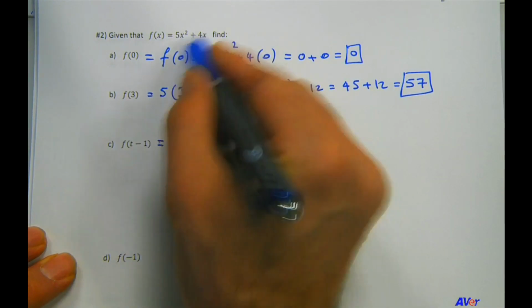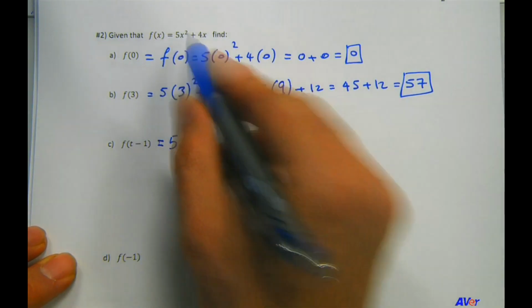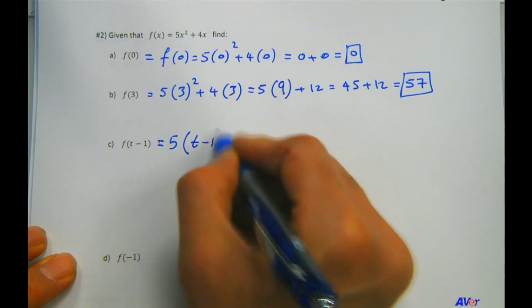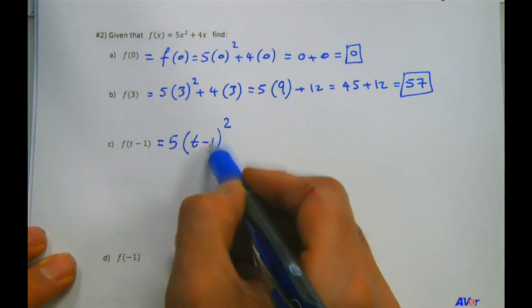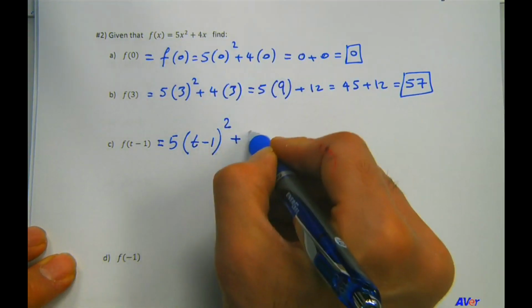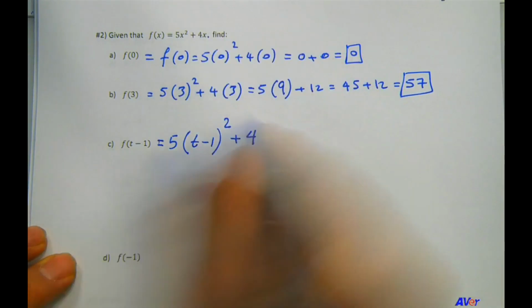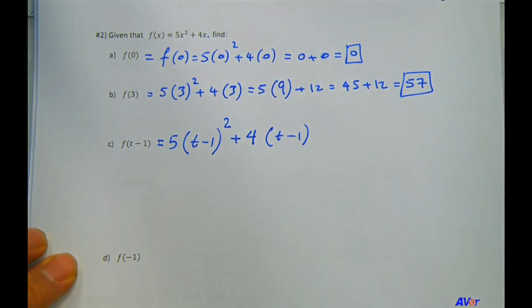So look at this as I'm writing. So 5. Instead of x squared, replace x with t minus 1 and then square. Do you see what's happening? The x is gone, t minus 1 squared instead of x squared. How about that? The next term, plus 4 times, instead of x, 4 times t minus 1. Okay?